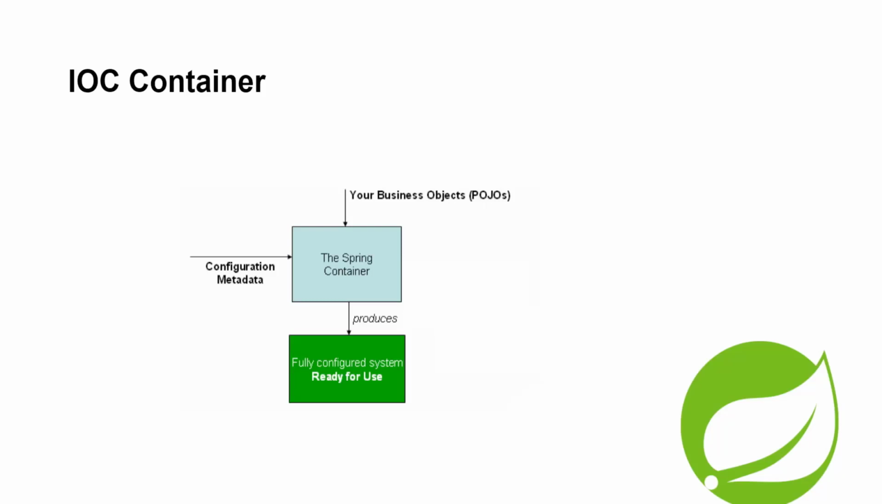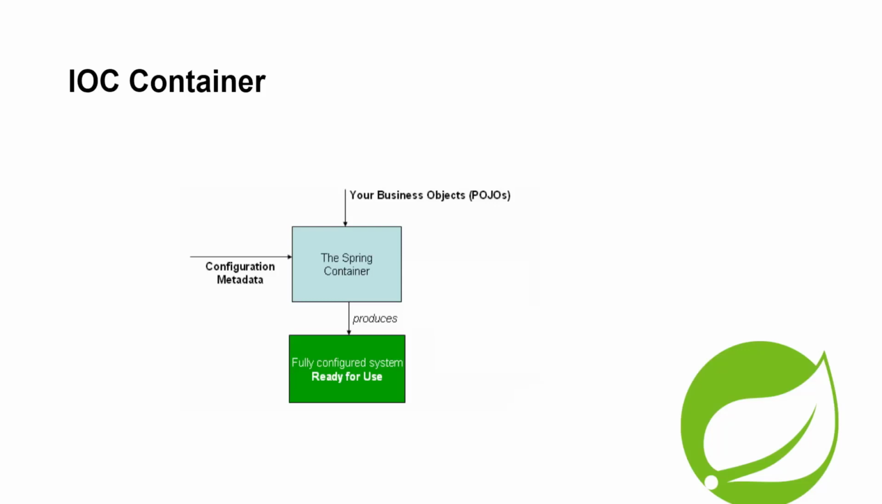IOC container is responsible for instantiating the beans and assembling those beans. It basically manages the complete life cycle. Once we have a business object and the metadata, we pass them into a Spring container and it produces a configured system. Once we have all this information, we pass it to the IOC container. Once it gets ready, we can call it to get the bean. A bean is basically an instance that we can use at runtime. It's basically the object of any class.